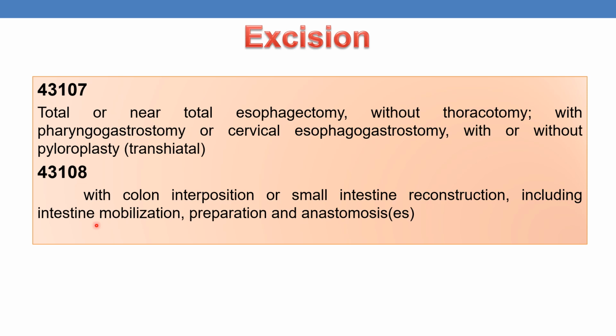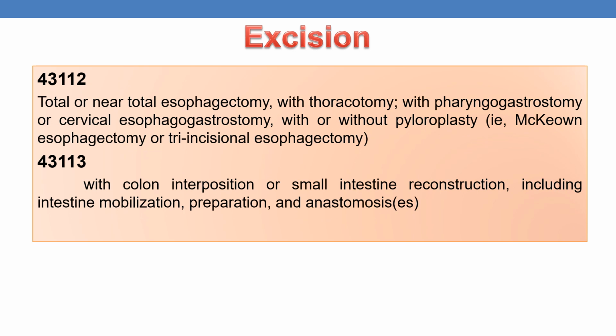The next CPT is 43108. It deals with total or near total esophagectomy without thoracotomy with colon interposition or small intestinal reconstruction, including intestine mobilization, preparation, and anastomosis. The next CPT is 43112. Total or near total esophagectomy with thoracotomy. Previously it is without, now it is with thoracotomy with pharyngogastrostomy or cervical esophagogastrostomy with or without pyloroplasty. The next CPT is 43113. It deals with total or near total esophagectomy with thoracotomy with colon interposition or small intestine reconstruction, including intestine mobilization, preparation, and anastomosis.